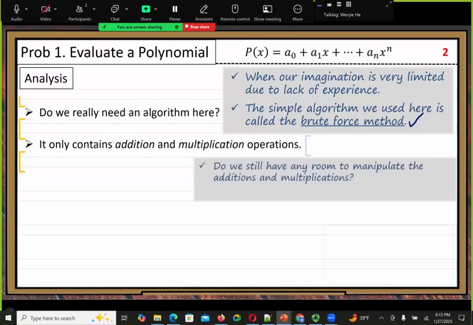So here we need to consider addition and multiplication. When you need to do an improvement, you have two places you can apply improvements. One is to reduce the number of additions. Second, reduce the number of multiplications, right? If you can reduce either one, you can get better.